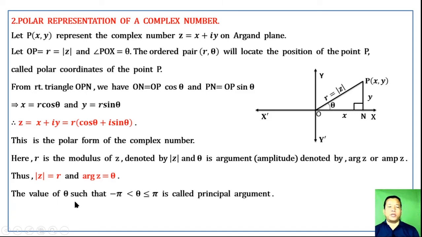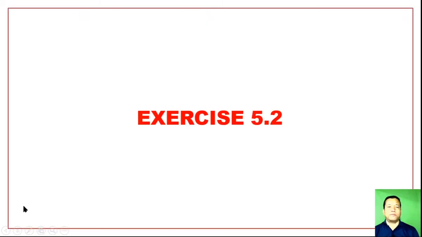The value of theta such that minus pi less than theta less than or equal to pi is called the principal argument. The value of theta lying between minus pi and plus pi, if it is an angle, is called the principal argument of the complex number. Exercise 5.2.